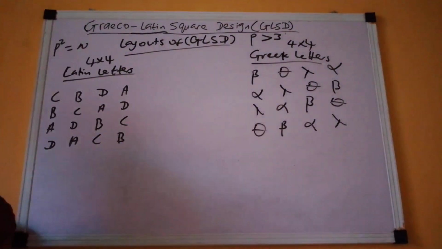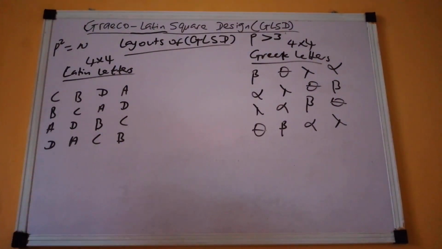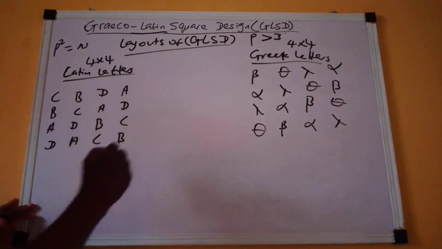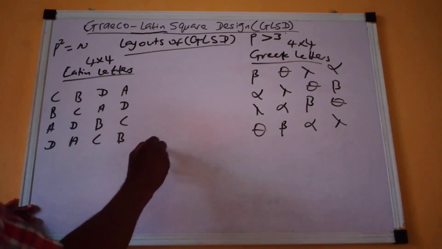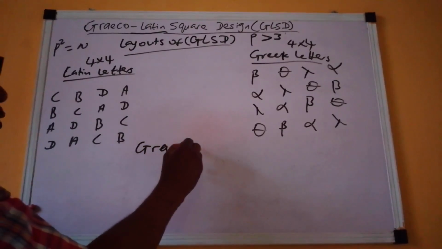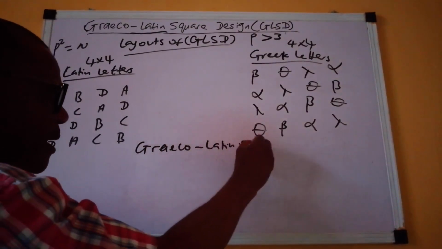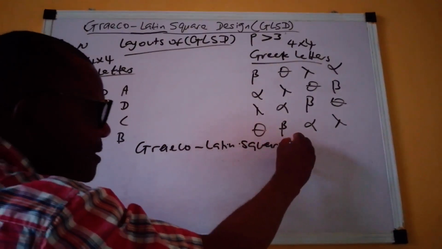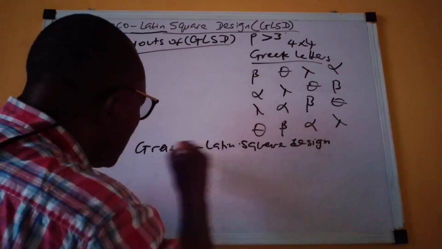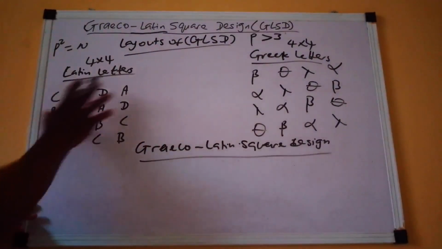So you cannot do the Greco-Latin square when P is 3. P must be strictly greater than 3. So now the Greco-Latin square design will now be, you will say, the combination.